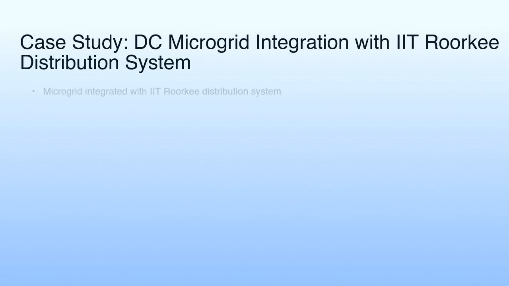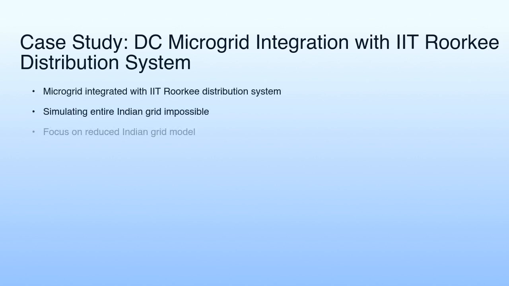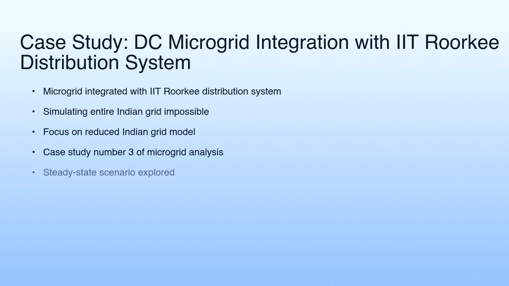A case study integrates the DC microgrid with the IIT Roorkee distribution system, exploring a steady-state scenario after reducing the original Indian network to a 120-bus model for simulation feasibility.